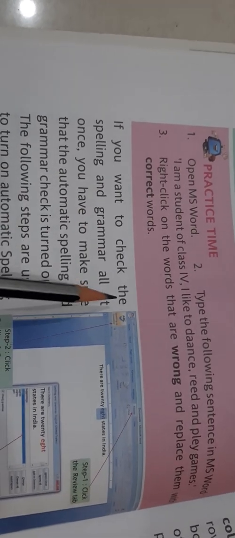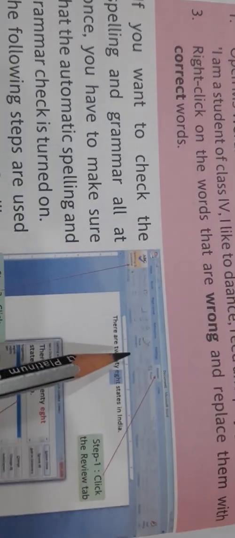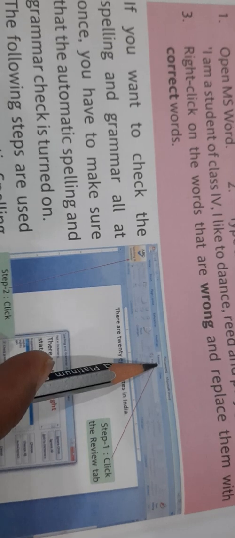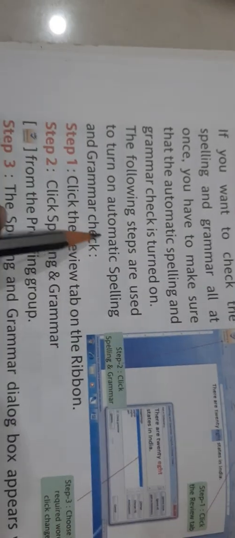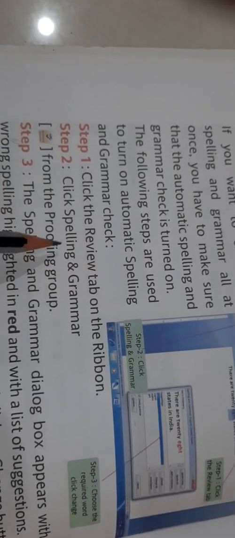If you want to check the spelling and grammar all at once, you have to make sure that the automatic spelling and grammar check is turned on. Okay, and where is it located? Here in the review tab, under spelling and grammar. Fine. The following steps are used to turn on automatic spelling and grammar check.